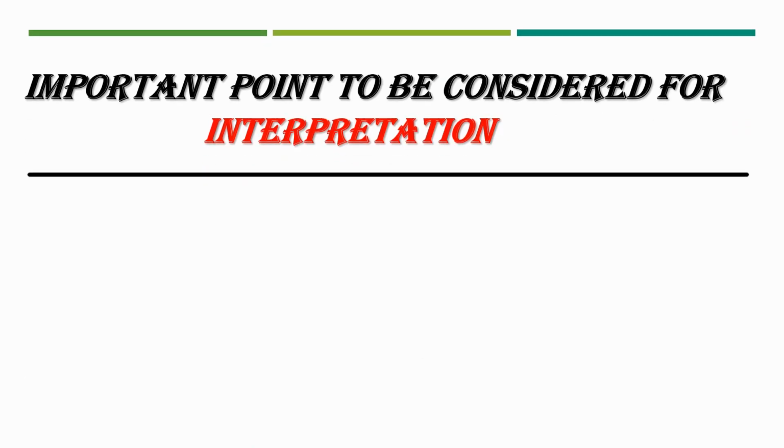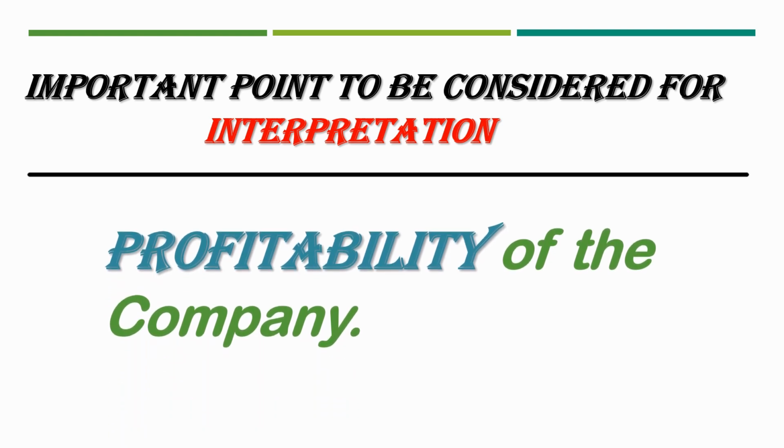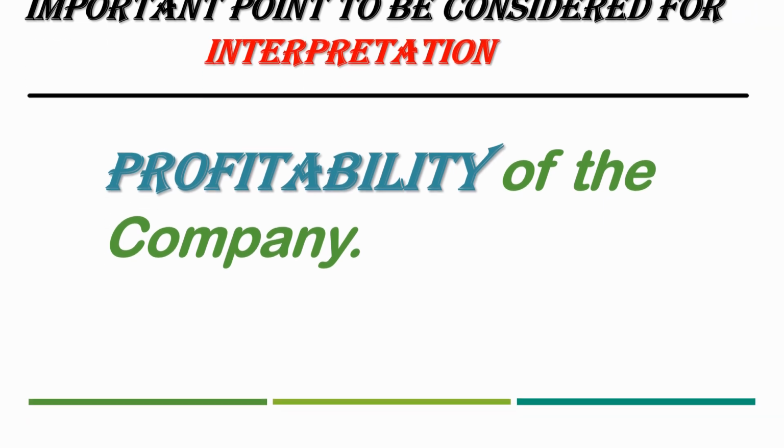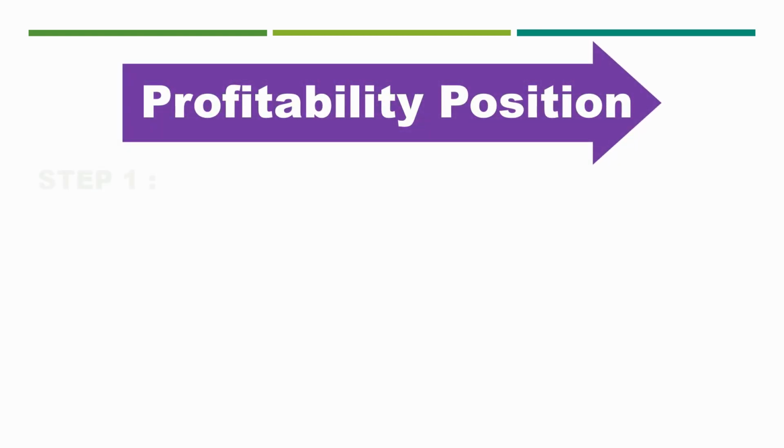Let's move on to the important points to be considered for interpretation. The only thing you have to consider is the profitability of the company. In the balance sheet we studied the liquidity position, solvency position and profitability position, whereas in the comparative income statement and common size income statement, we only study the profitability of the company. Let's move on to the detailed explanation of the profitability position of the company.